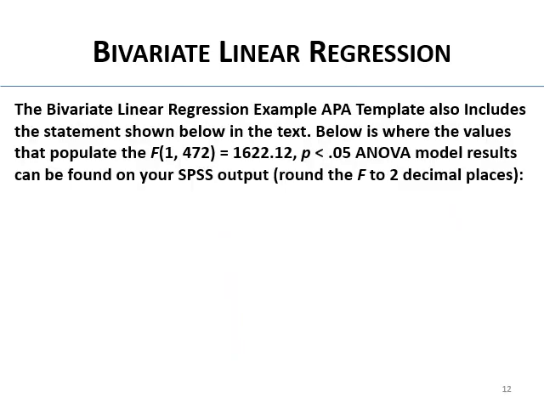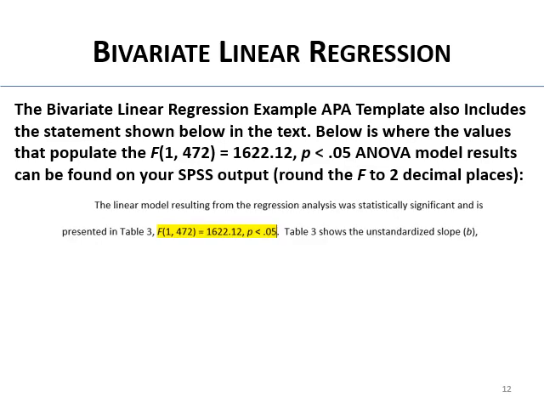So the APA template also has in the middle of a sentence this thing called an F test, which is an ANOVA test. We're going to talk about ANOVA in the future, but for now I just need to show you where this stuff comes from on your SPSS output so you could fill it in. So there's a sentence in the APA write-up: the linear model resulting from regression analysis was statistically significant. It's presented in Table 3, comma, F, blah, blah, blah. Well, where does all this stuff come from?